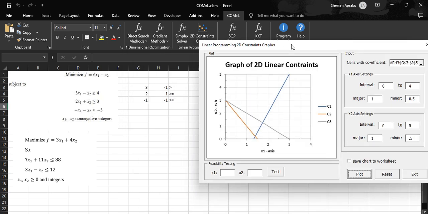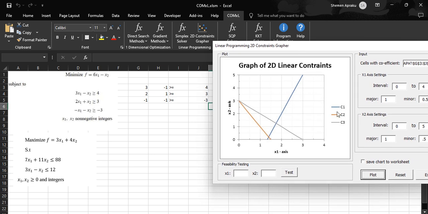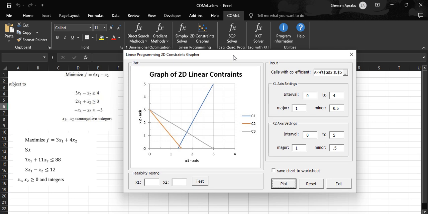So we have this. Now in these constraints, C1 is for the first constraint, C2 for the second and C3 for the third constraint. Now to test the region of feasibility, we have this bottom side of the graph over here. It says the feasibility tested. So we come into our plots.